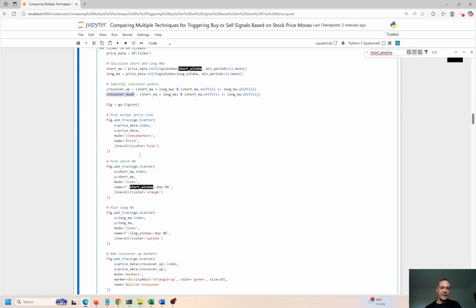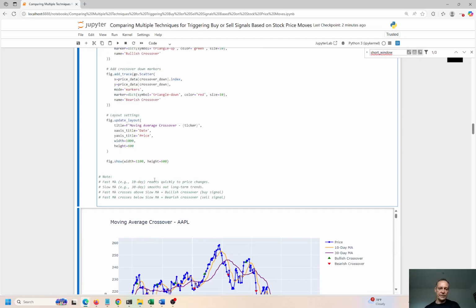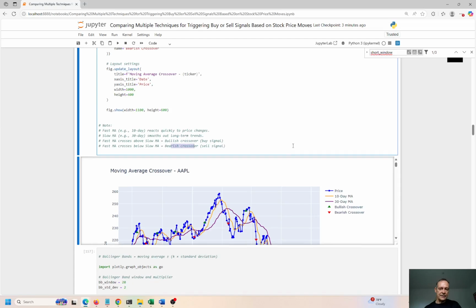So again, we're looking at price data index. That is going to give us the time, and the price data is going to give us the vertical axis, so the actual prices. A fast moving average is 10 days, which reacts quickly to price changes. A little bit slower is 30 days, which smooths out long-term trends. If the moving average crosses above the slow moving average, this is bullish. It looks like the stock is trending up, it's going up in price. If the moving average crosses below the slow moving average, this is bearish, and this is a sell signal.